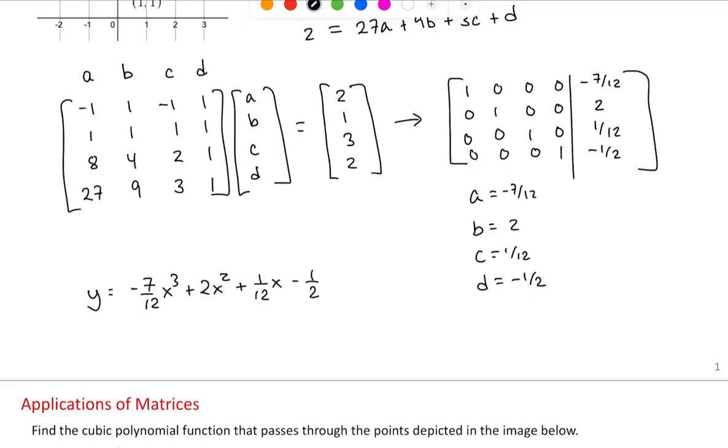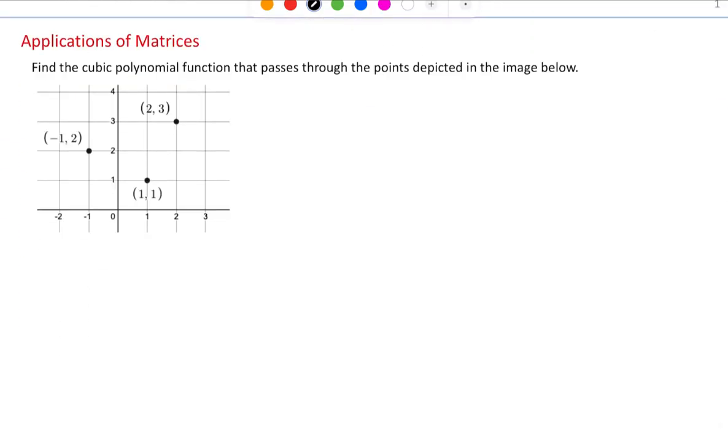Okay, let's go to the next problem. Another polynomial question. Find the cubic polynomial function that passes through the points depicted in the image below. Now notice that we have only 3 points this time. The 4th point is not given. So this means we're only going to be able to create 3 equations, yet we'll still have 4 unknowns.